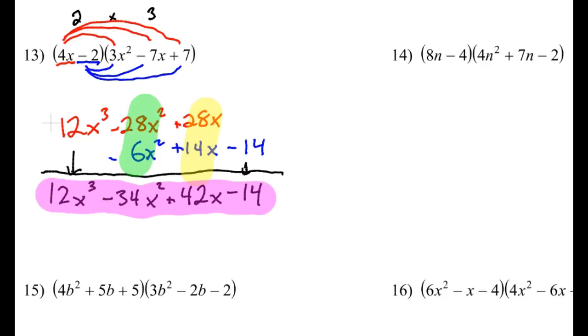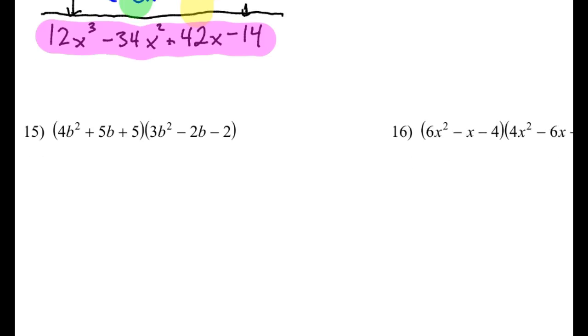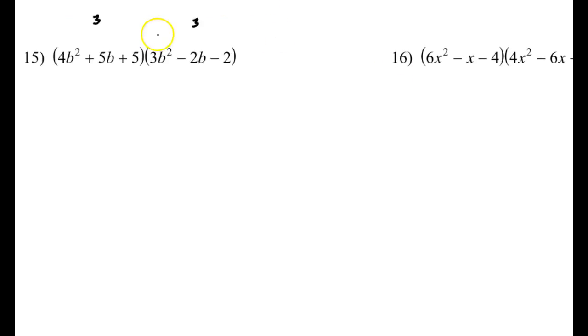All right. So let's try one more. Okay. Try one more, number 15, but do a 3 by 3. So we're going to do 3 terms, trinomial, times a trinomial. So that means we have 9 terms all together. Multiply these 3 first. Okay. So 4b squared times 3b squared.